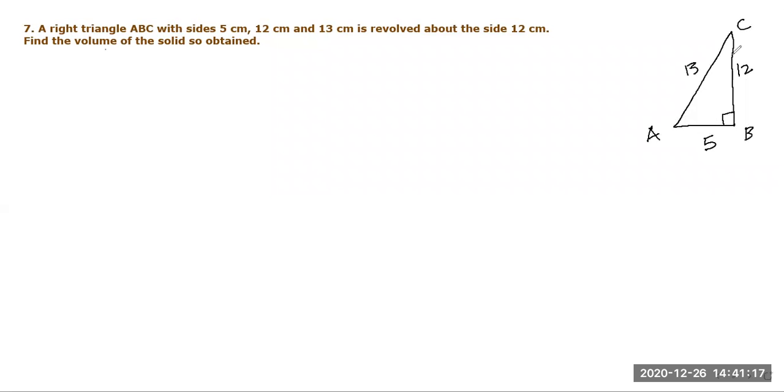So whenever you make C also fixed, BC fixed. When he says revolve around side 12 centimeter, that means BC should be fixed. Make BC fixed. Revolve A. Then what will be generated? Cone. Cone will be generated.